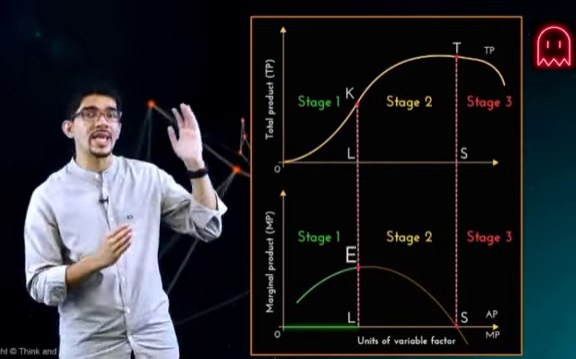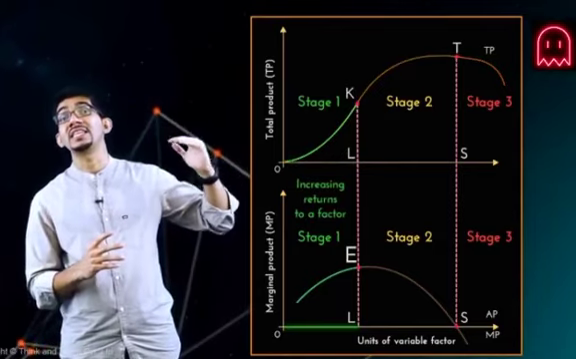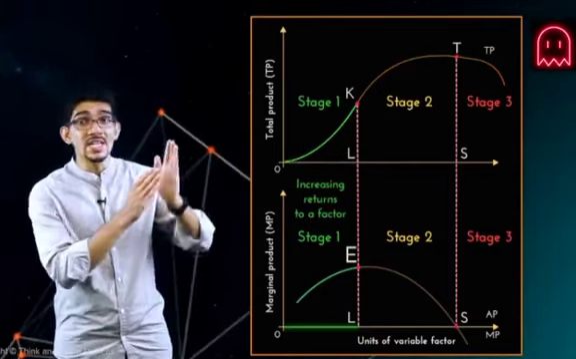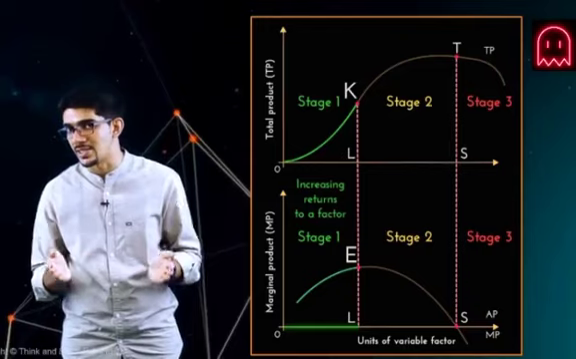This is a situation of increasing returns to a factor. When MP is rising, TP tends to rise at an increasing rate. This occurs till point K on the TP curve. This corresponds to a situation of increasing returns to a factor.